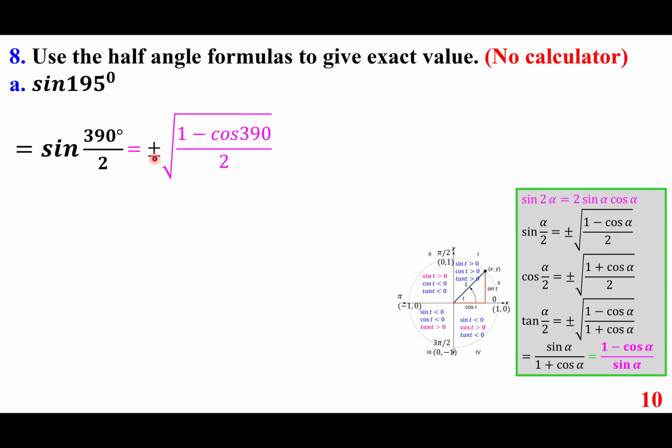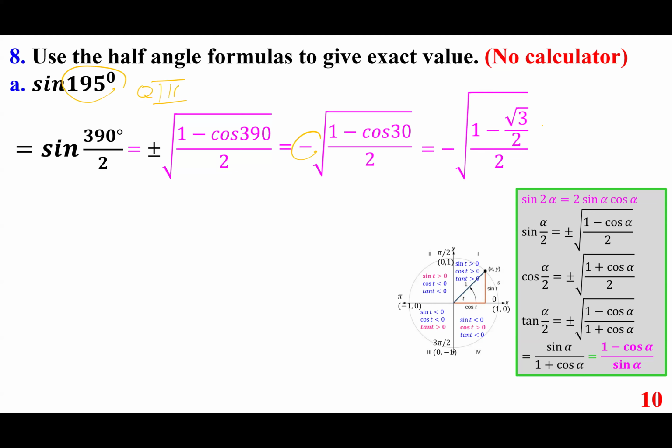Now we're going to decide about the plus minus. 195, or 390 divided by 2, is more than 180 degrees. It's in quadrant 3. In quadrant 3, sine is negative. That's why we end up with this sign here. You put cosine of 30 as square root of 3 over 2. You multiply the top and the bottom by 2. And you get the square root of 2 minus square root of 3 under the radical over 2.